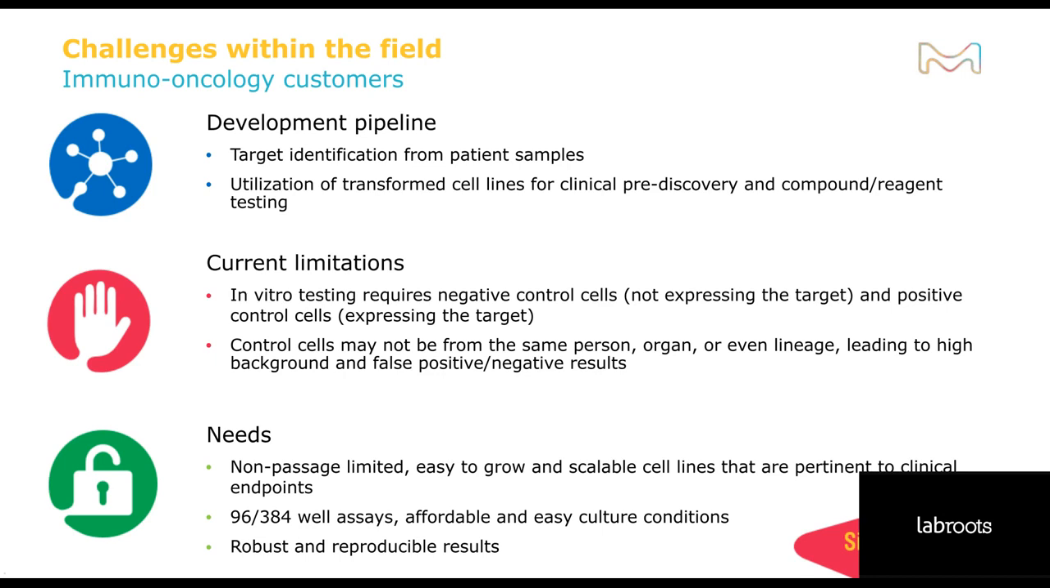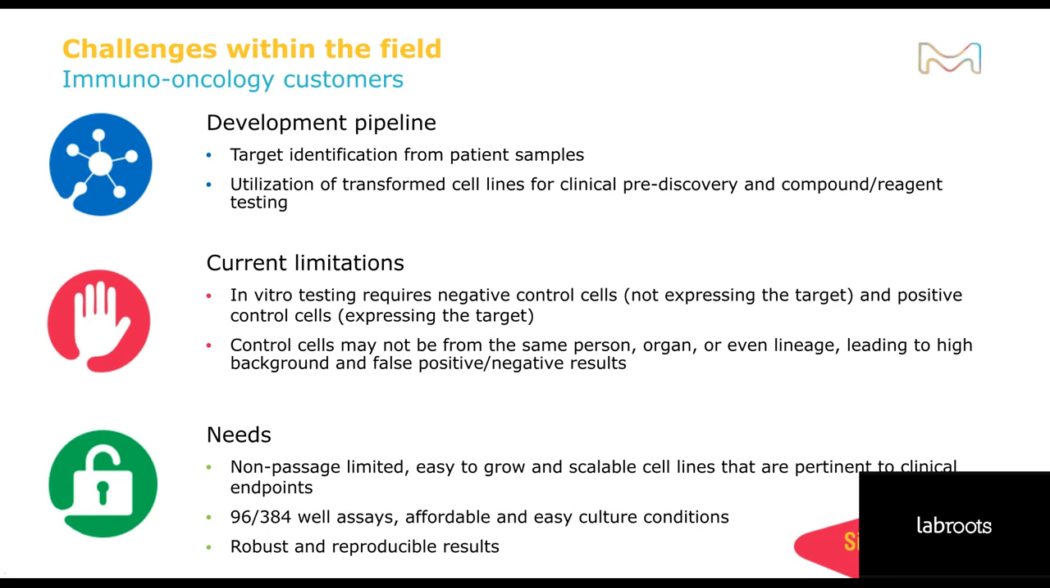So while working with our customers to engineer their cell lines, we have identified some challenges within the field. These start with the development pipeline, including target identification from patient samples. So once a disease has been identified as a customer being interested in potentially targeting, these patient samples prove very valuable to try to identify either mutated genes or pathways that could potentially be a target. However, the utilization of transformed cell lines for clinical pre-discovery and compound and reagent testing are also equally important, since patient samples do not typically grow very well in culture.